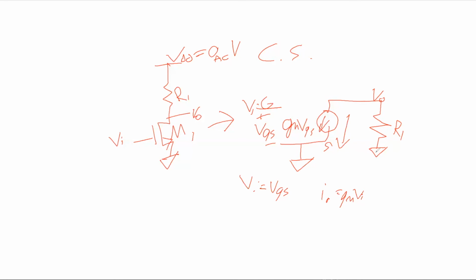The output is in reference to AC ground here, and it turns out that we're pulling current this way, so there's a drop, positive, negative, across this R1. So Vout is actually negative Gm R1. So the gain is Vout over VI, which is negative Gm R1. This is one of the most basic amplifiers. All right, hope that's helpful.